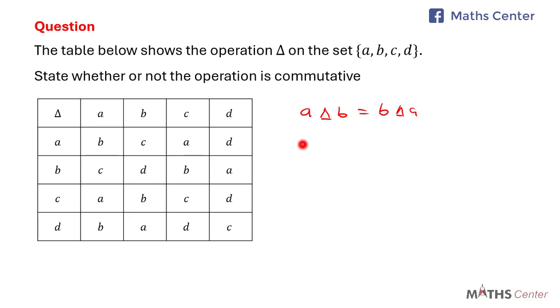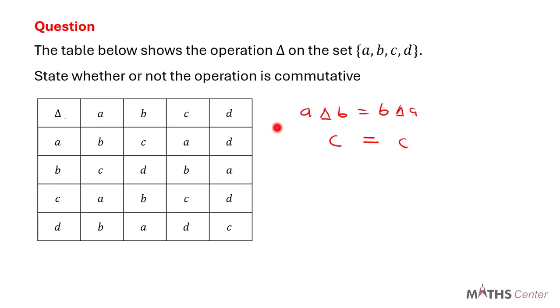So I'll come to the table and then find A delta B. From the table, A delta B is C. Now let's find B delta A. From the table, B delta A is also C. As you can clearly see, C is equal to C. And so A delta B is equal to B delta A. And so because A delta B is equal to B delta A, the operation delta is commutative. We have considered 3 questions on the commutative property.